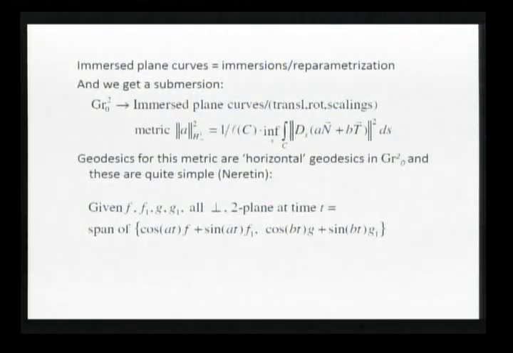Now the metric comes out in this funny way. You see, we had the normal deformation of the curve, but if we're going to take a derivative, we have to look at an unknown tangential component, take the derivative of that, square it, and integrate it, and then take the minimum over the tangential component. That's the natural metric. Okay, and this is just the formula for what geodesics are, so I'll skip that.